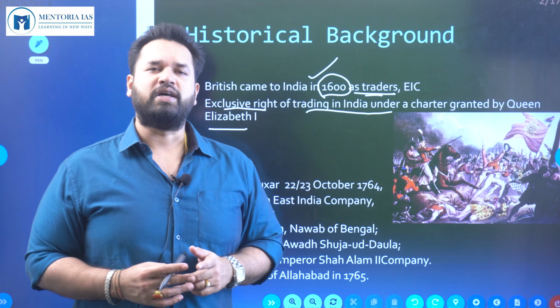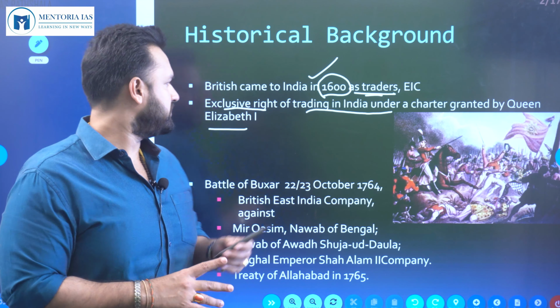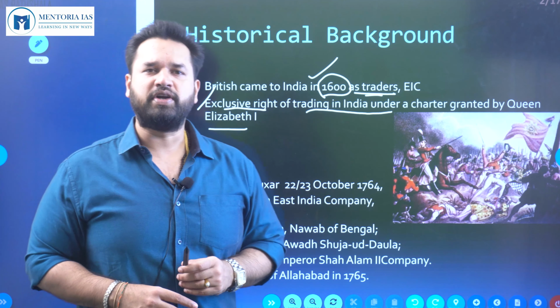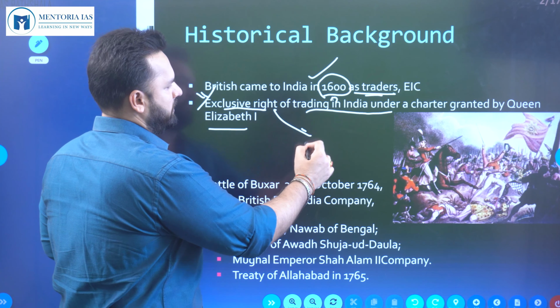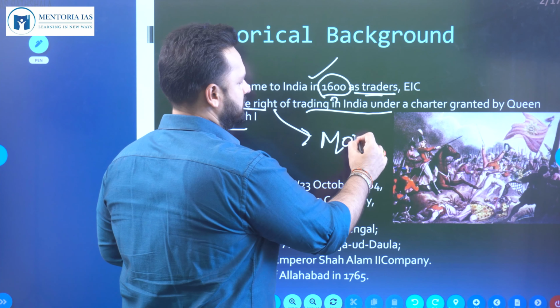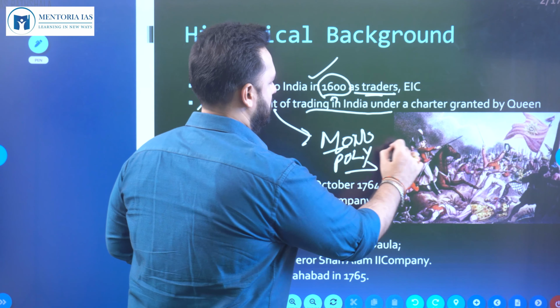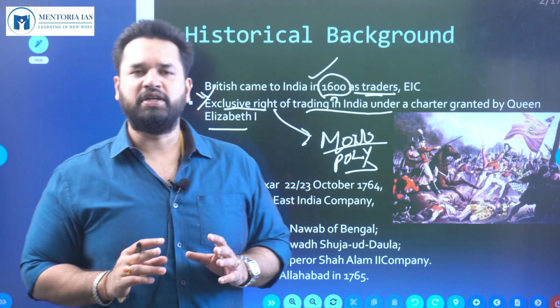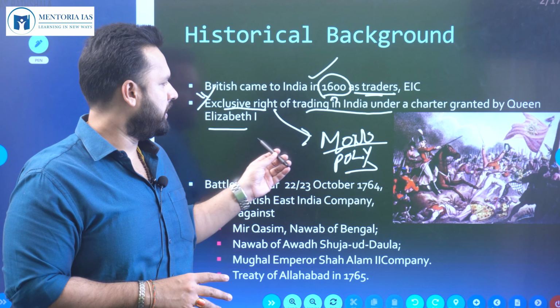What does it mean? For example, you are starting a company. You need permission to start the company, right? So that is how the Queen gave them exclusive trading rights. Exclusive. They are the one and only company. That is monopoly. So apart from the East India Company, no other company is allowed into India.